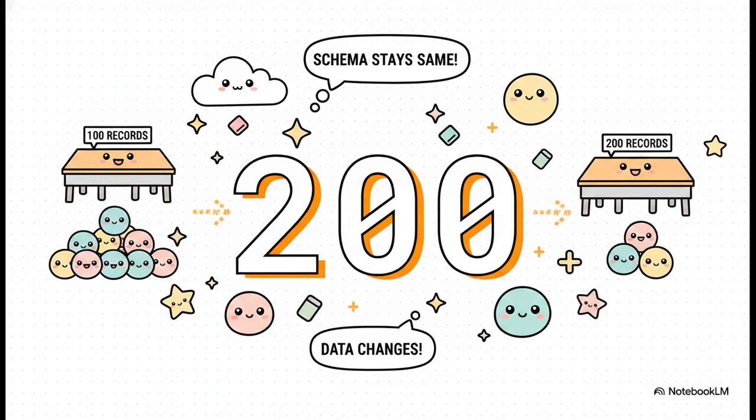Let's say today that table has 100 records in it. So right now, the instance of our database is 100 records. But tomorrow, a brand new semester starts and we add another 100 students, bringing our total to 200. The underlying design, the schema, stayed exactly the same, but because we added data, the instance changed. So remember, the instance is always evolving over time as data is added or deleted.